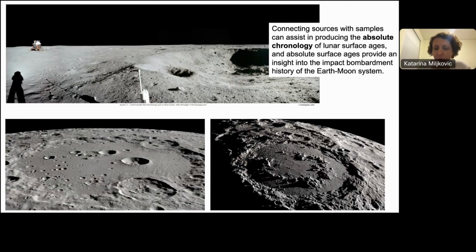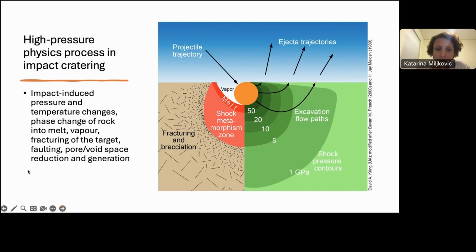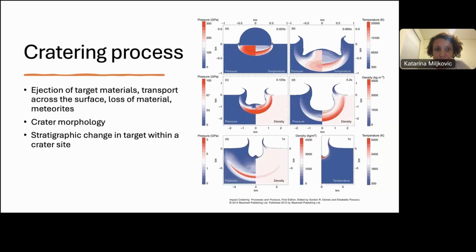That confidently, we have to look at the Moon. And in shock physics, in impact physics, we are dealing with super high pressures, high temperatures, and phase changes, and mineral phase changes that are unique to impact cratering processes. And then we can use hydrocodes and shock physics codes to simulate that to some level of fidelity.